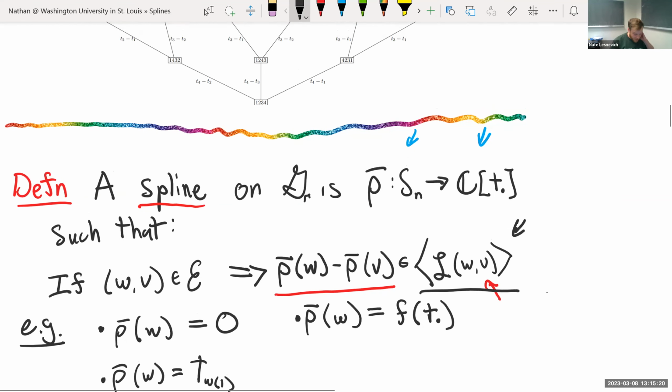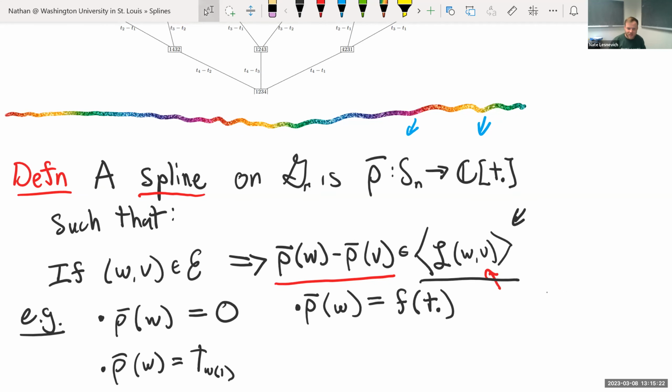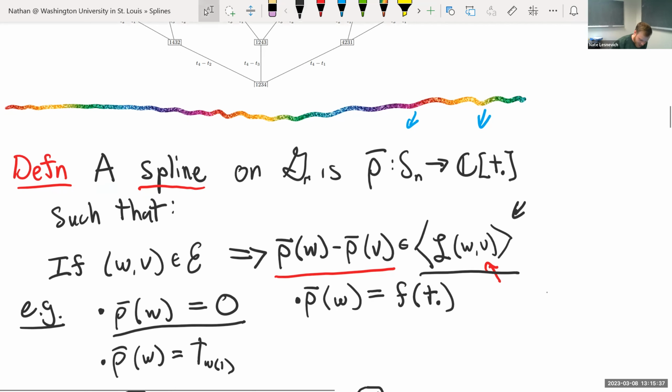So the first and easiest example is if we set 0 everywhere, that is going to be vacuously contained within all of our ideals. So you can always construct a spline on a Cayley graph. In fact, if we just assign the exact same polynomial to every single vertex, then it's going to be the exact same situation.